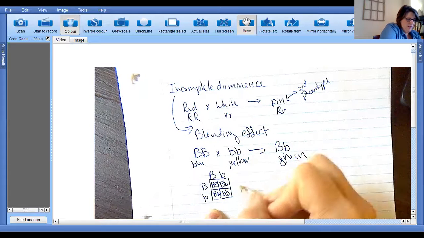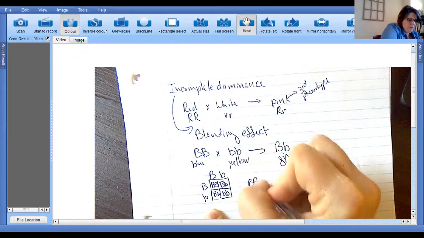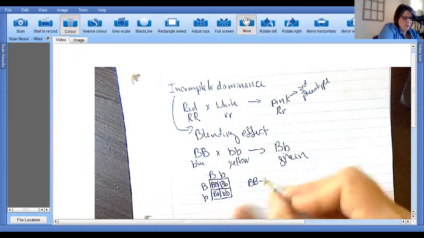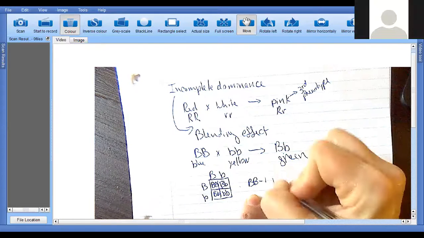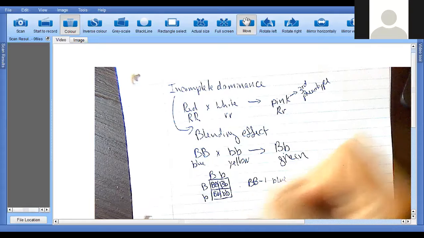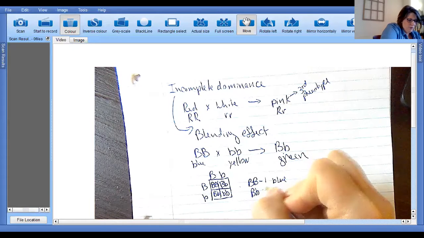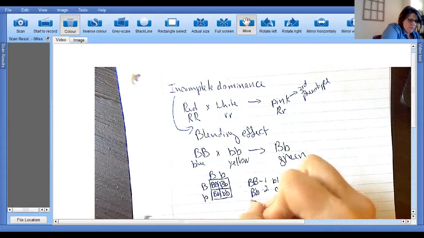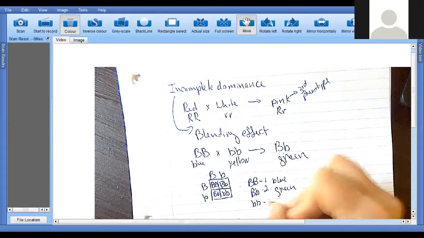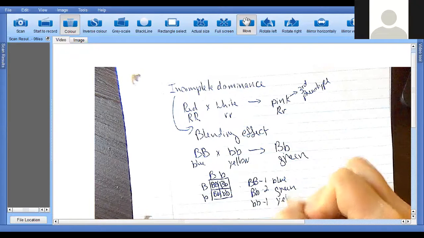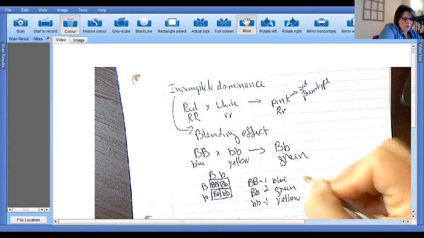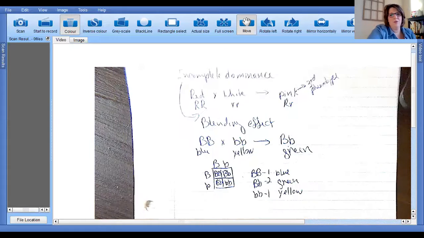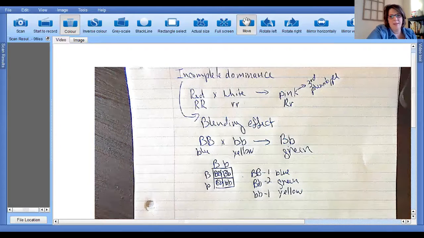The offspring here would be, what color would the big B, big B be? There's one of those. Blue. Yep. What would the big B, little b be? There's two of those. Green. They would be green. And then little b, little b, there's one of those, and they would be yellow. So we see 3 phenotypes instead of just 2 phenotypes. And that's incomplete dominance.